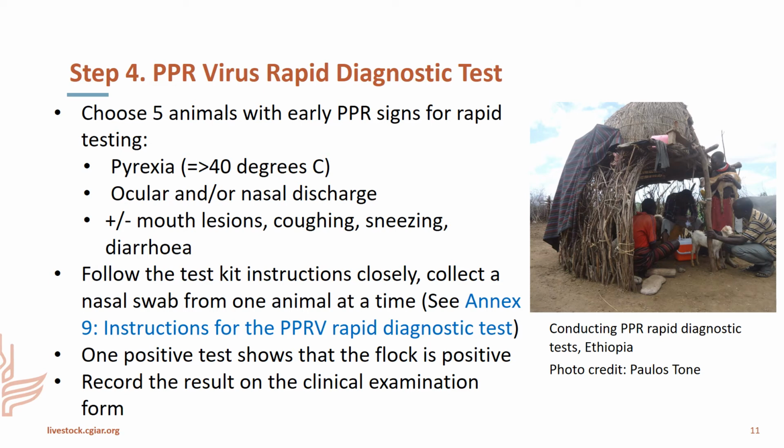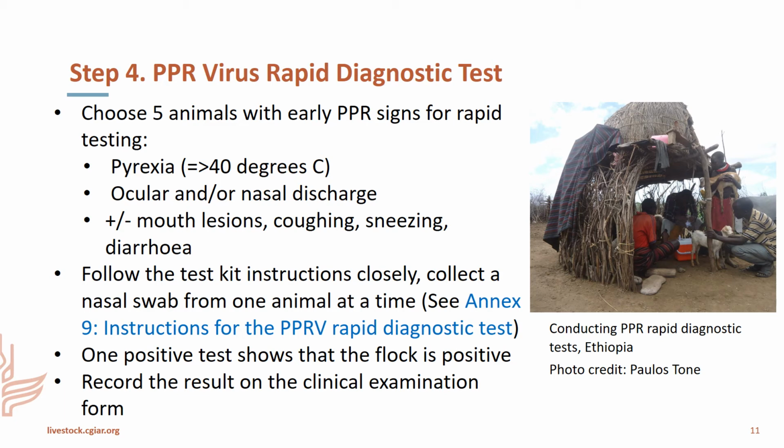Choose up to 5 animals with early clinical signs of PPR, because these are the ones that are excreting most virus. These are animals that have been sick for only 1 to 3 days and have a fever and eye or nose discharge. They may also have other signs, but it's important that they've not been sick for a week or more, because by that time they'll be excreting very little virus.